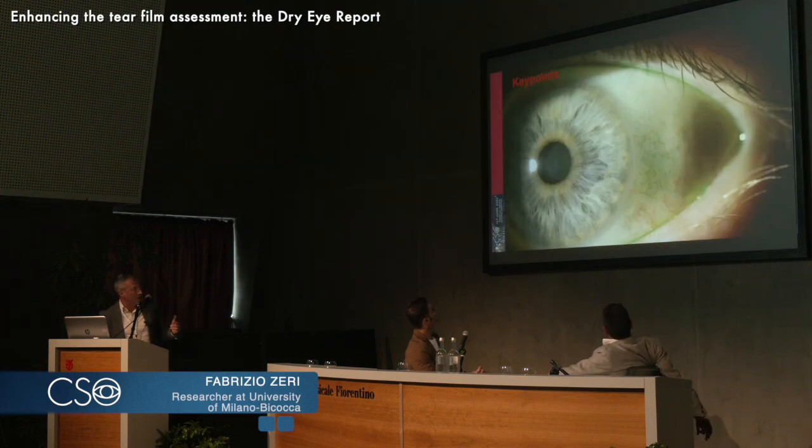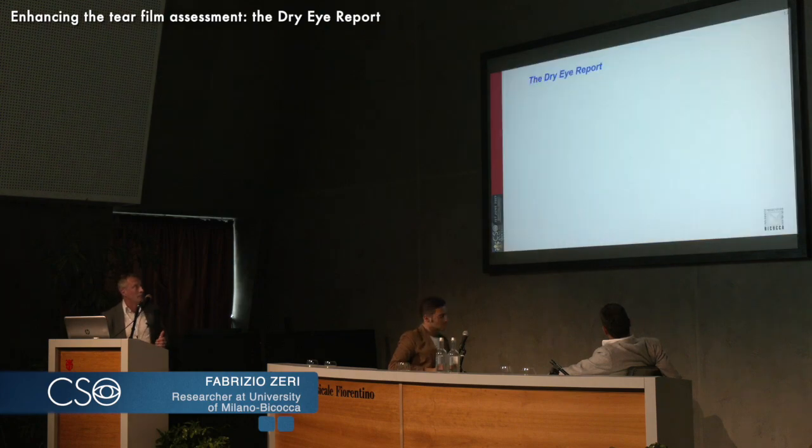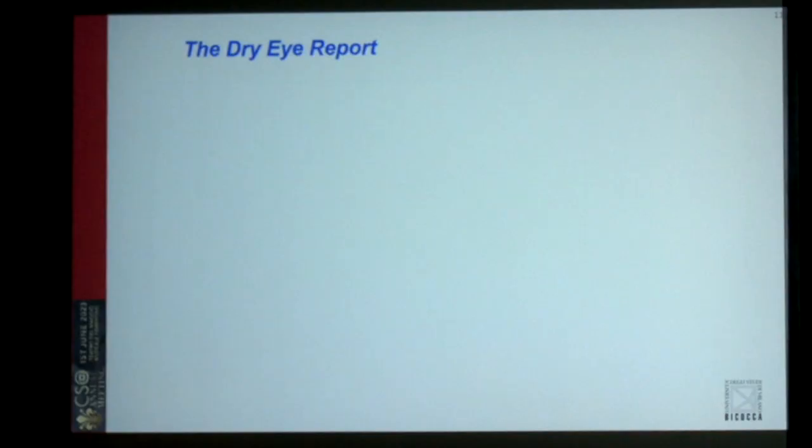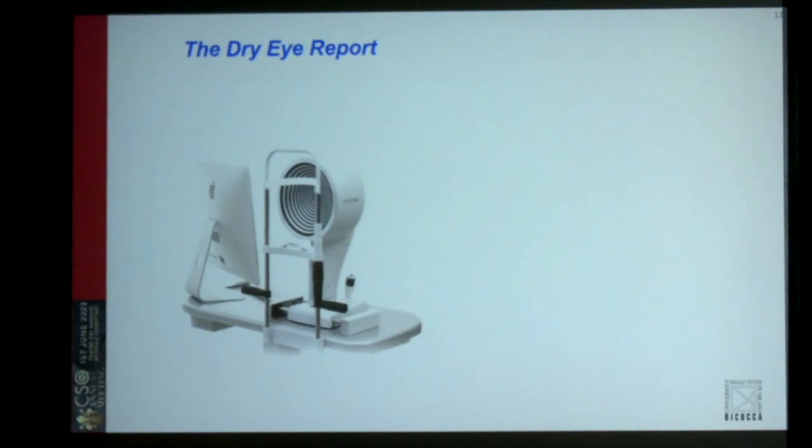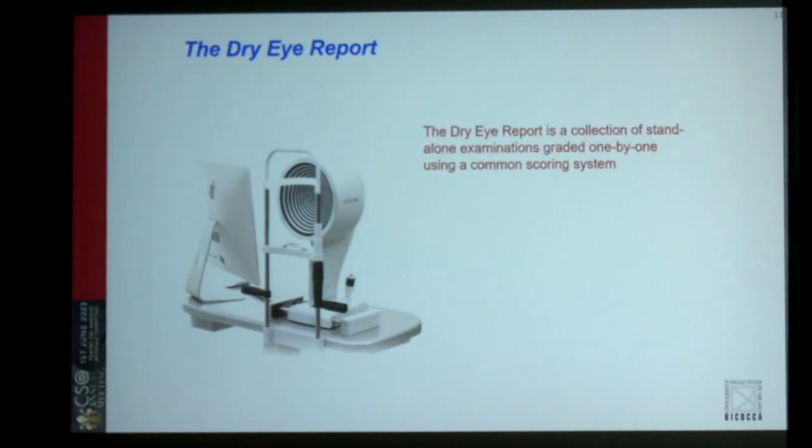Okay, second key point. What about the dry eye report? Sorry, it doesn't work. Let's have a look. The dry eye report is something that you can find, for example, in the CSL machine. What it needs in terms of hardware, what it needs in terms of software.